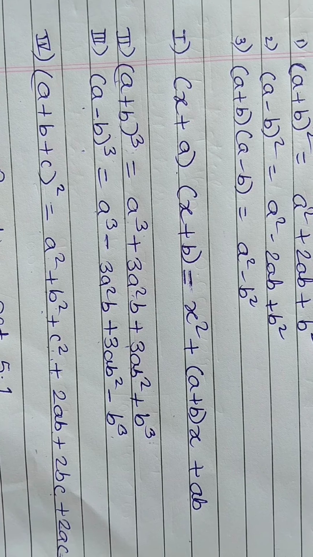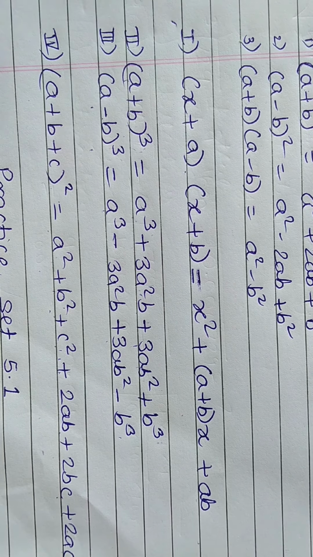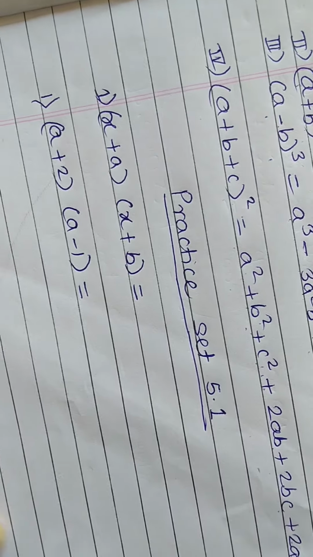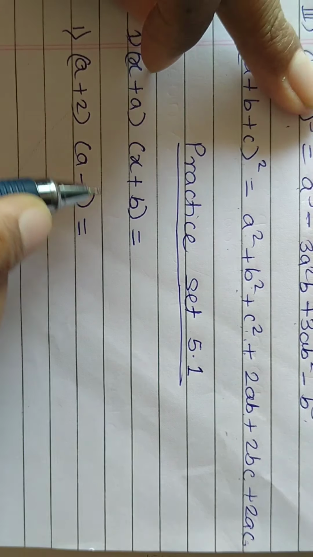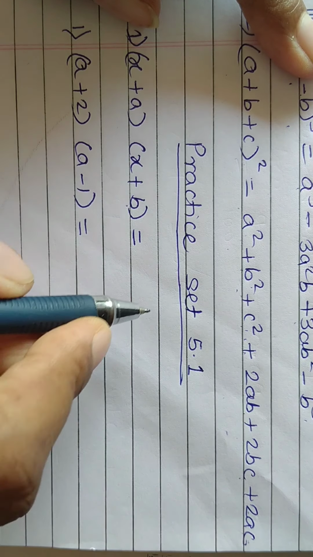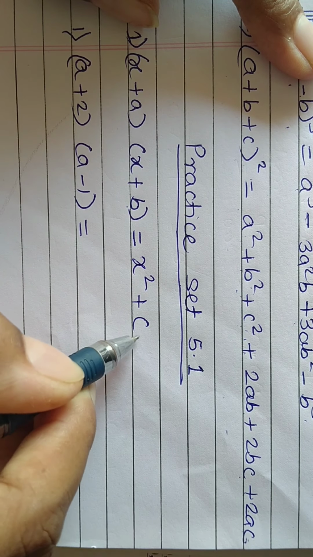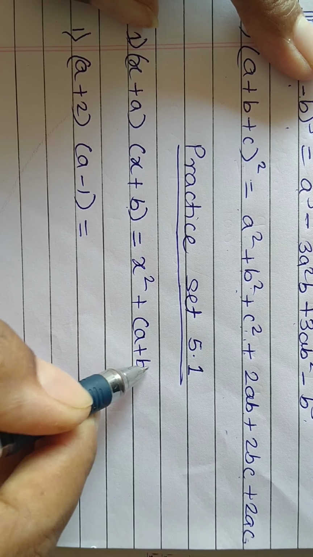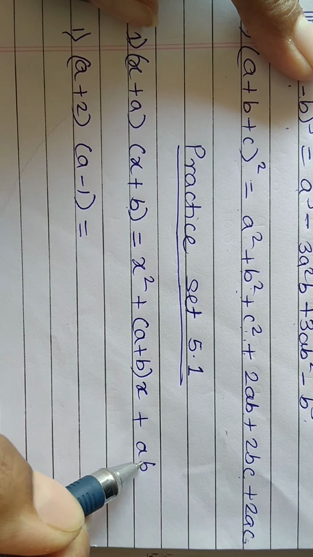Now you'll see practice set 5.1 on the basis of this first formula. See, what is the first formula? (x + a)(x + b) = x² + (a + b) multiplied by x + ab.